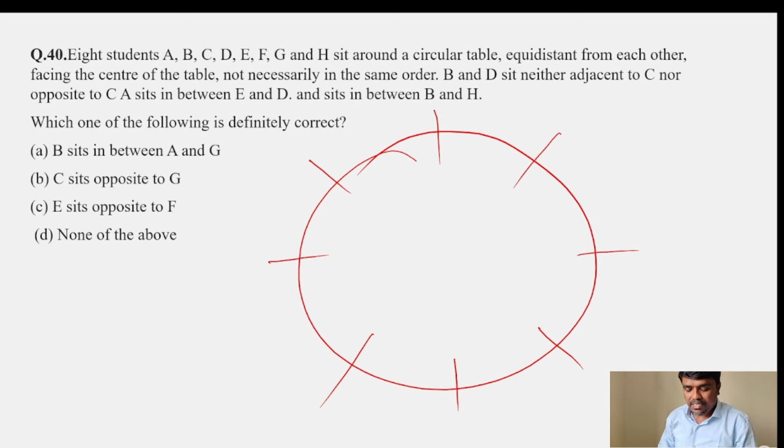B and D sit neither adjacent to C nor opposite to C. I'm not sure where C, B and D are. If C is one person, I can fix anywhere. So B and D will not come here, here, and opposite also will not come. That's a negative statement.